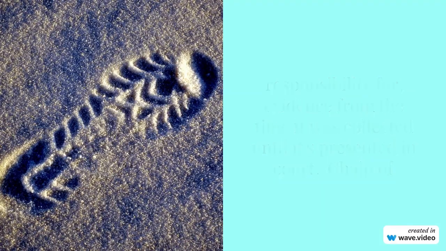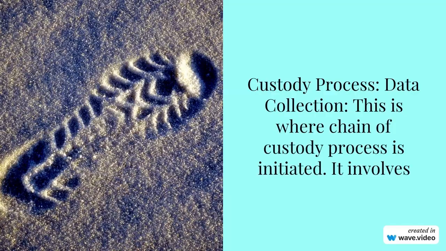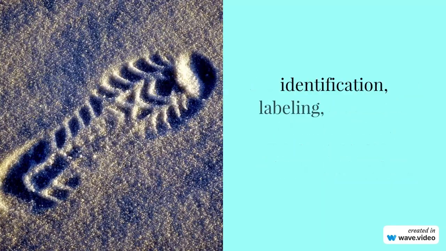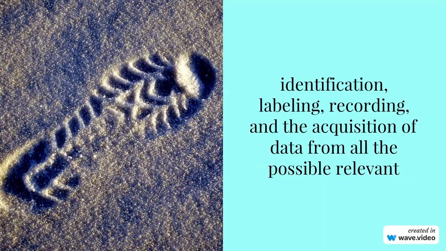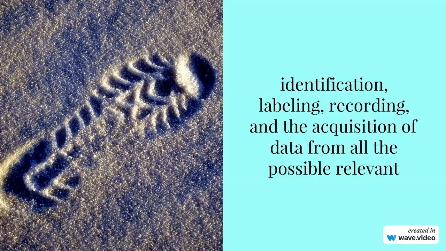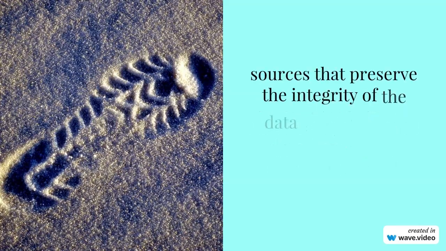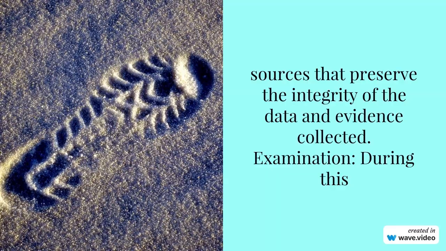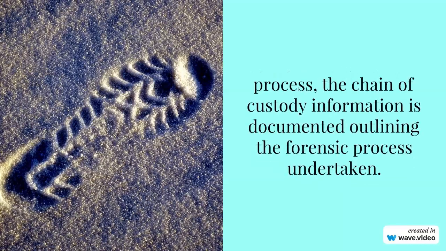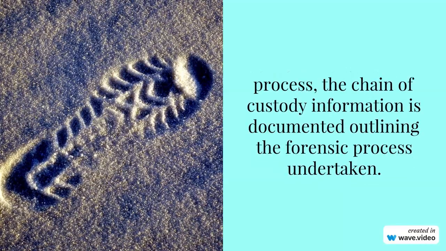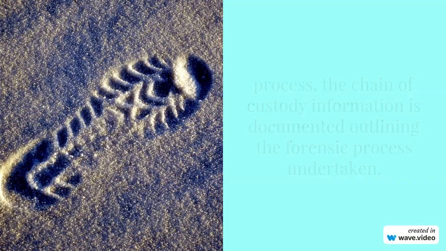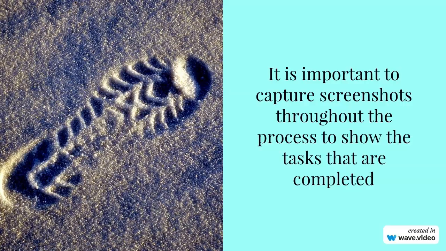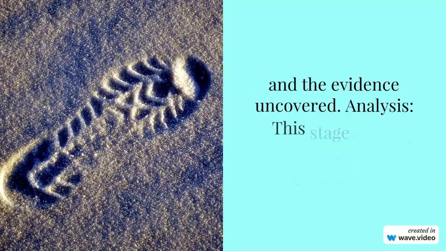Chain of custody process. Data collection. This is where the chain of custody process is initiated. It involves identification, labeling, recording, and the acquisition of data from all the possible relevant sources that preserve the integrity of the data and evidence collected. Examination. During this process, the chain of custody information is documented outlining the forensic process undertaken. It is important to capture screenshots throughout the process to show the tasks that are completed and the evidence uncovered.